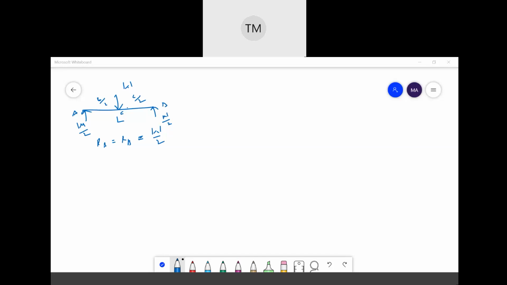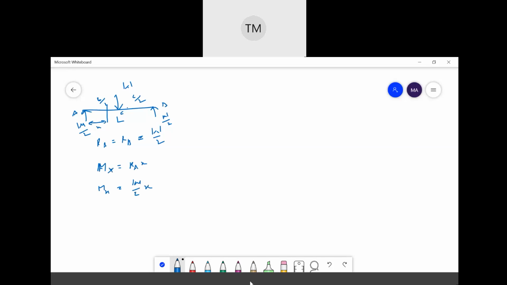Then here you are calculating moment about A, that is nothing but moment about X. Here you are considering some section X. Moment about X is equal to RA into X, that is, moment about X is equal to W by 2 into X.